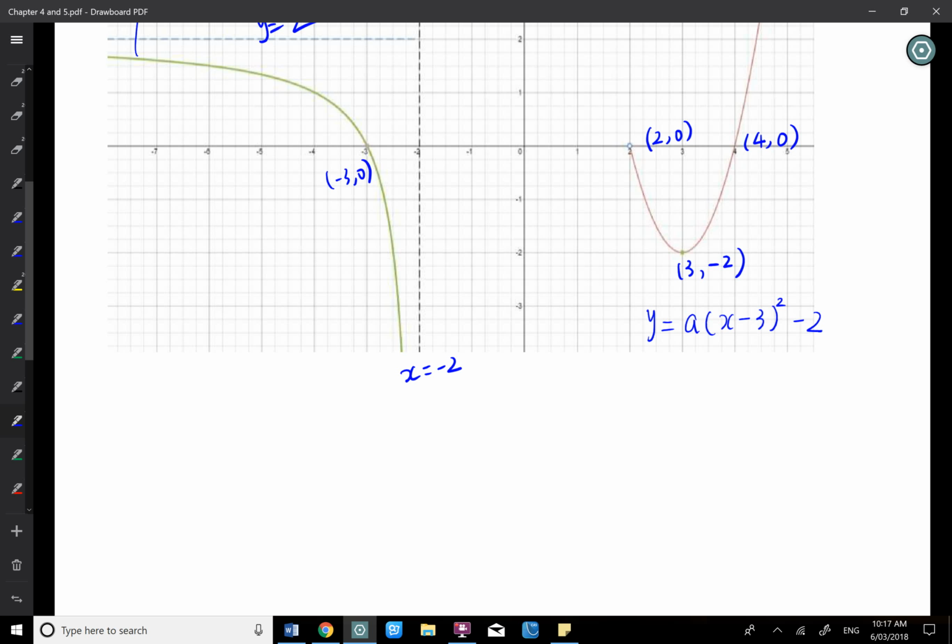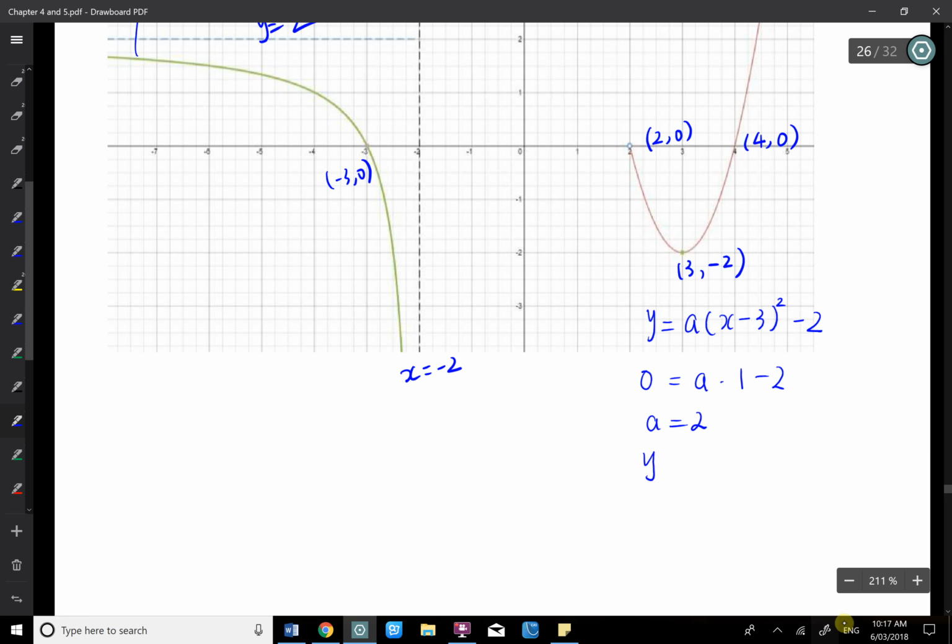And then we can select any points to substitute. I can select the 2, 0, even though it's not really part of the domain. But if you have the full graph, that will still be on the graph as well. We can select the full 0. So I can say 0 equals a times 1 minus 2. So a equals 2. Therefore, we have a rule y equals 2 times (x minus 3) squared minus 2.